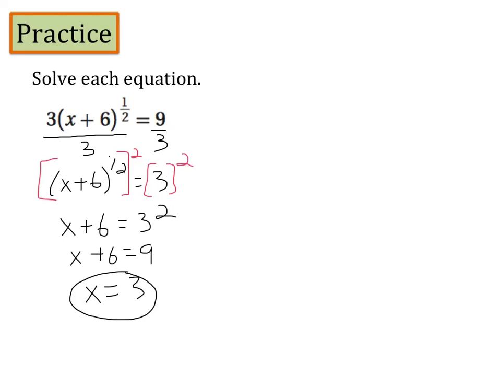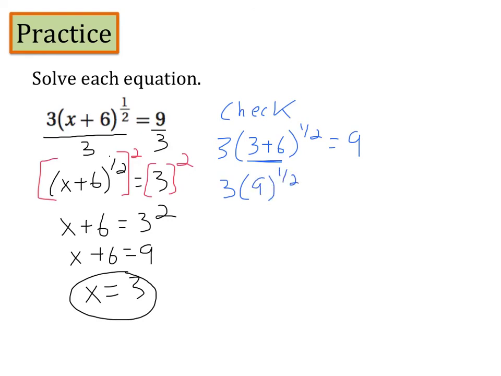And I can check that by plugging it back into my equation. So I have 3 times 3 plus 6 raised to the 1/2 equals 9. I combine these terms, I'm left with 3 times 9 raised to the 1/2 equals 9. 9 raised to the 1/2 is 3. And 3 times 3 equals 9.